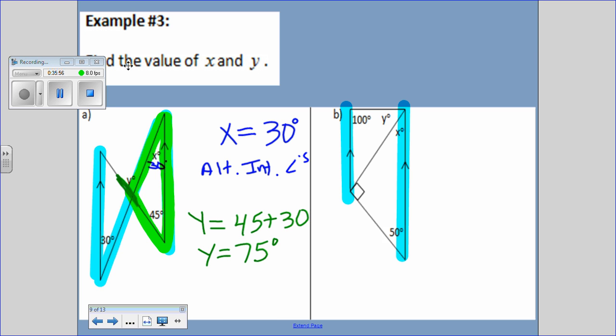Go ahead, Ash. No, x is not outside. X is an interior angle. What is the sum of interior angles? 180. The sum of my interior angles is 180. So what I'm going to do is 90 plus 50 plus x has to equal 180.